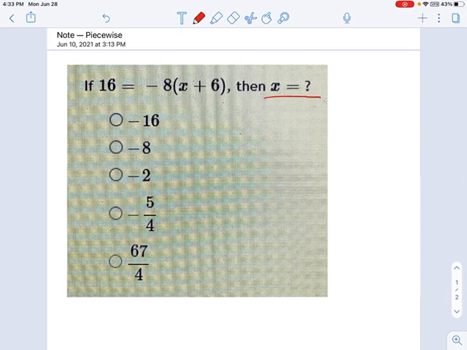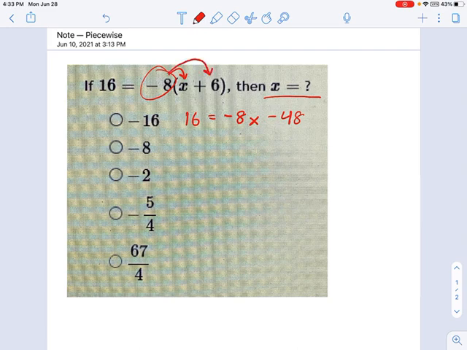Like, see this right here? X is the only thing on one side, and all my numbers are on the other side, and I have an answer. So what I'm going to do is rewrite this thing, and I'm going to distribute the 8 by multiplication. So if you remember how distribution works here, I'm taking this negative 8 and multiplying it by x, and I'm multiplying it by that 6 right there.